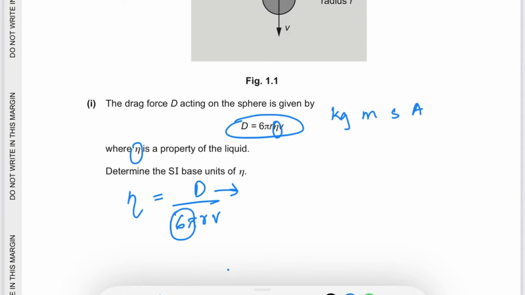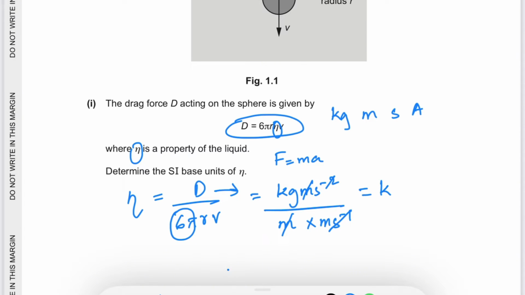Drag force, you can derive its SI base units by using the formula force is equal to mass into acceleration. So mass is denoted by kg and then acceleration is meters per second squared. Radius is measured in meters and then velocity is meters per second. You have one of the meters and one of the per second units cancelling out. So that leaves you with kg per meter per second.